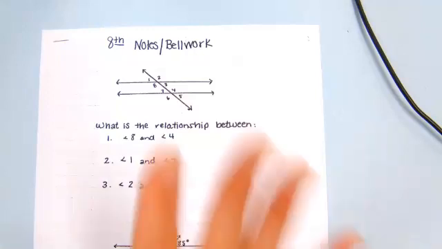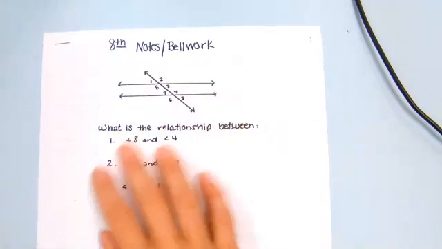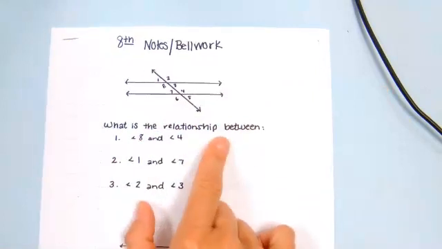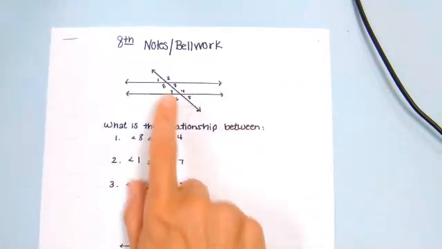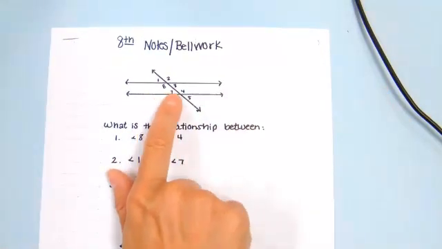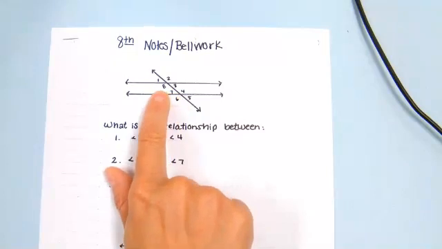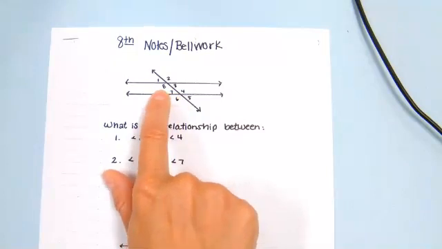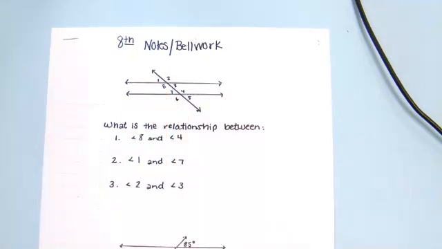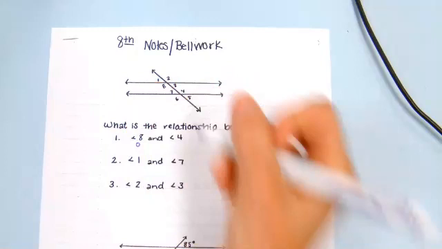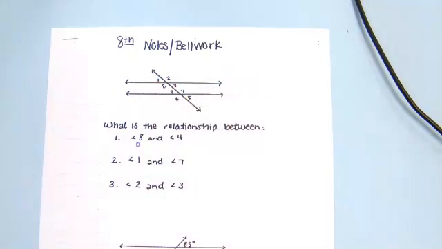So, review here with vocabulary. And again, you would have notes to help you out. But it says, what is the relationship between angle 8, which is right here, and angle 4, which is right here? So angle 8, first of all, is that going to be acute or obtuse, Jeffrey? Okay, I'm going to call on people, okay? So this one's obtuse. So I'm going to use O for obtuse.